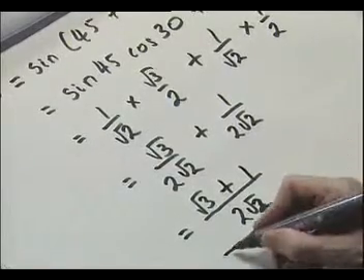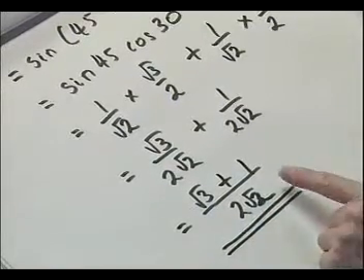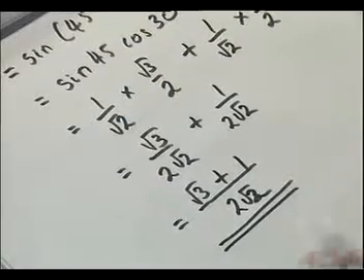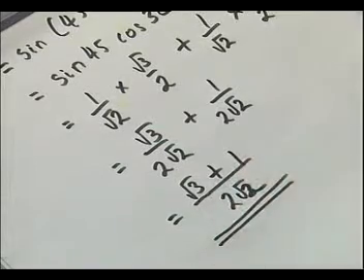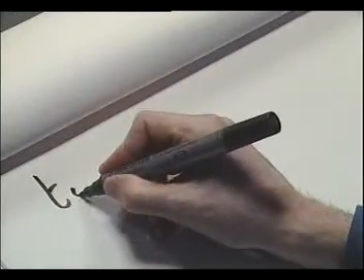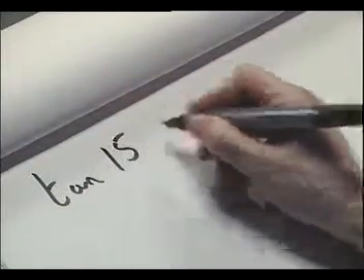Now we'll leave that one like that. We might try and get rid of this root 2 in the denominator, but just for the moment, let's leave it like that. There's nothing to be gained by doing it at this stage. And let's take another example. Let's have a look at tan 15. Now, what we need to be able to do is to find 15 in terms of angles that we know lots of things about.